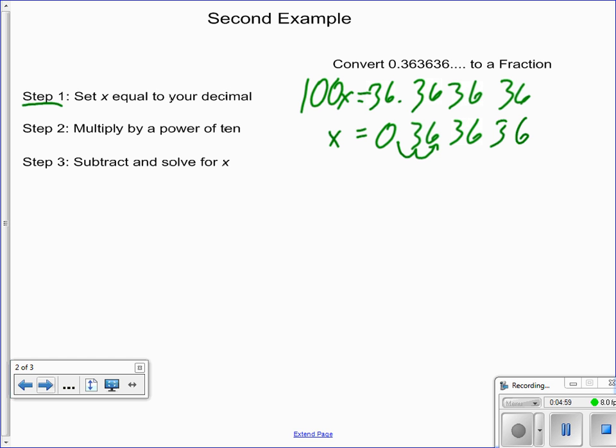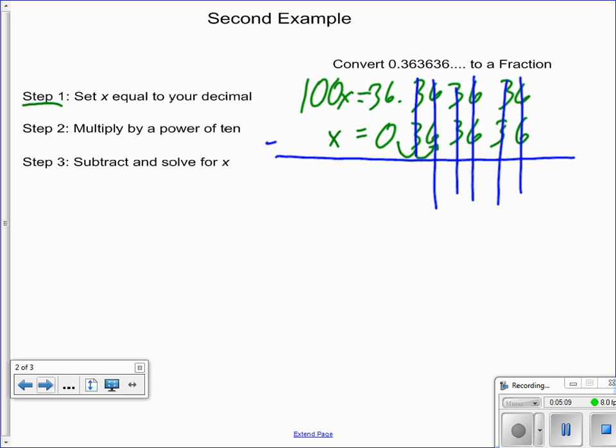Now I can do that last step. Subtract. 6 minus 6 is 0. 3 minus 3 is 0. 6 minus 6 is 0, and so on. See, that's why we had to multiply by 100. I wanted the same numbers above them when I subtract. So they really just cancel each other out. 6 minus 0 is 6. 3 minus nothing is 3. 100x minus x is 99x.